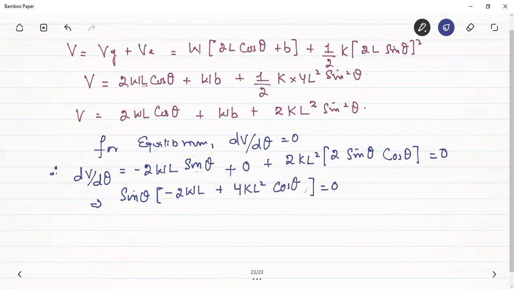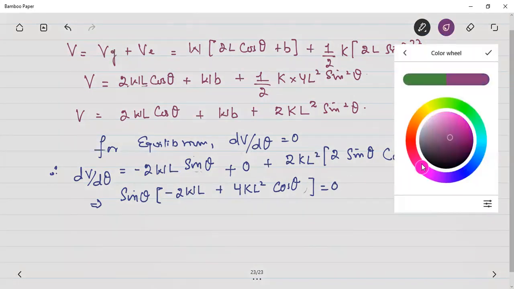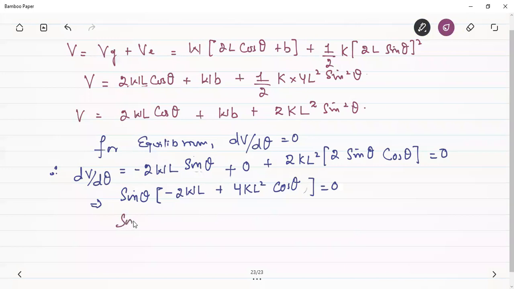So now we'll get two values of theta for equilibrium. The first value will be when sine theta is equal to 0, which implies that theta is equal to 0. Okay, it's not degree here. Sine theta is 0, and this theta will be 0 degrees. Another value will be given when this term in the bracket is also 0, that is minus 2wl plus 4kl square cos theta. This has to be 0 for equilibrium.